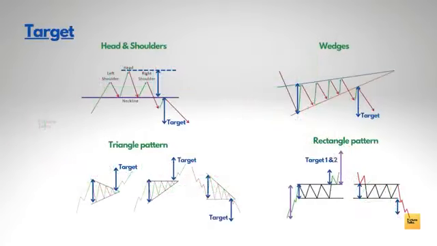Finally, the targets can be the next potential resistance level, or you can place a suitable target based on the type of consolidation pattern the market was in. Be it a wedge, be it a triangle pattern, be it a rectangular pattern, use a suitable target based on the consolidation pattern formed in the market.